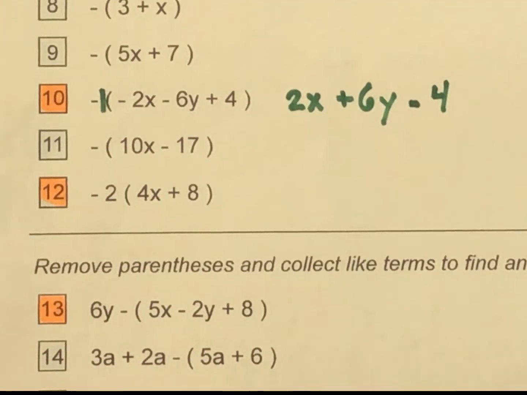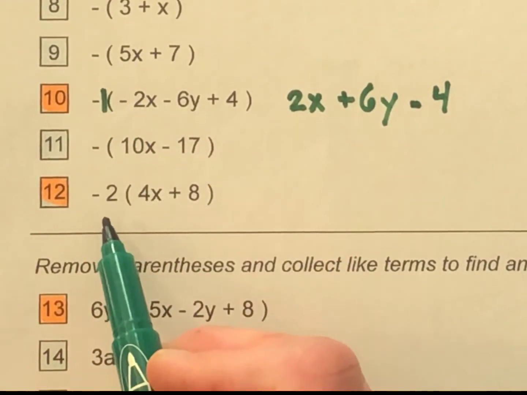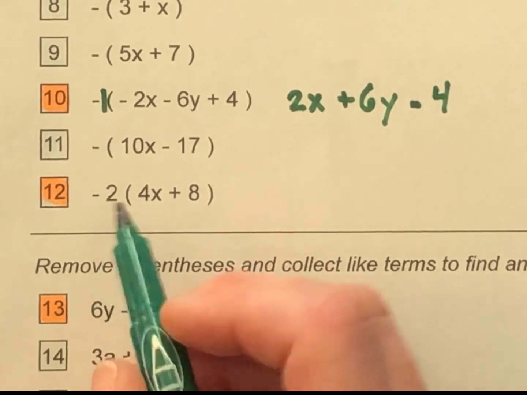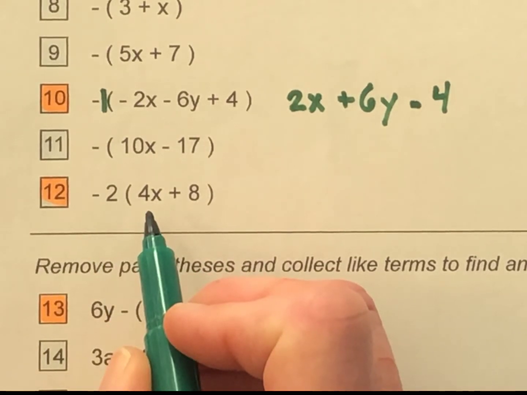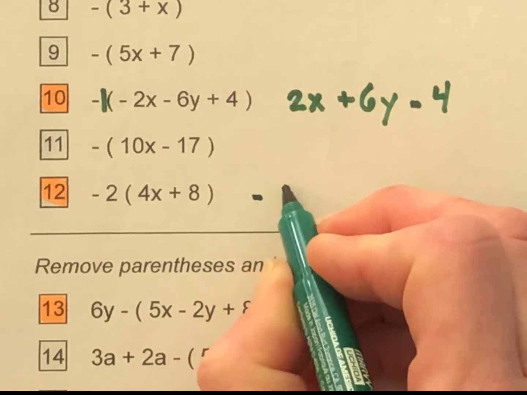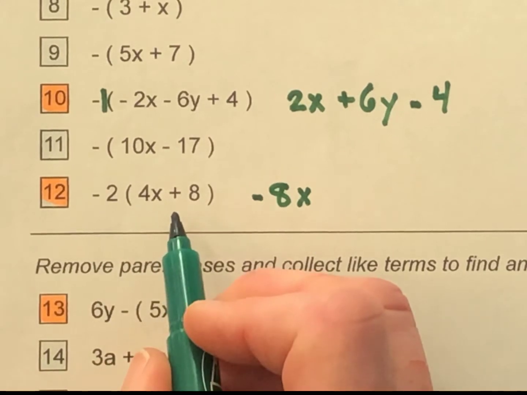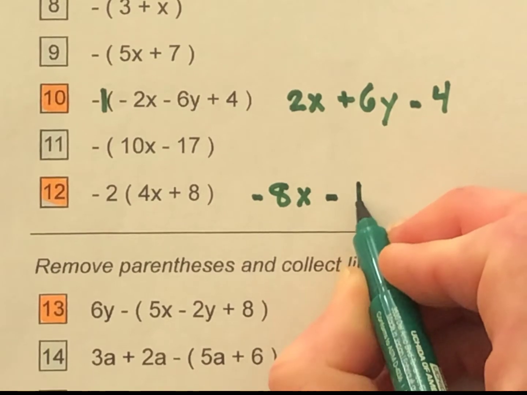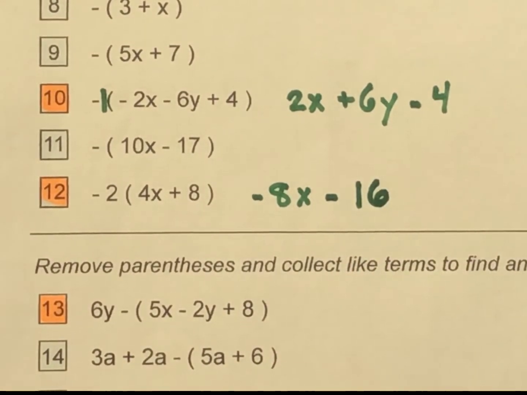Now let me go to number 12. This one is much simpler. I'm doing this simply because all of these have just the negative and this one has a negative integer. So I don't have to write a 1 there because I already have a number. So let me distribute -2 times positive 4x is -8x. -2 times positive 8 is -16. There you go. Just like that.